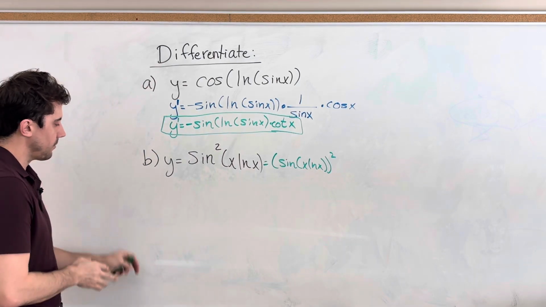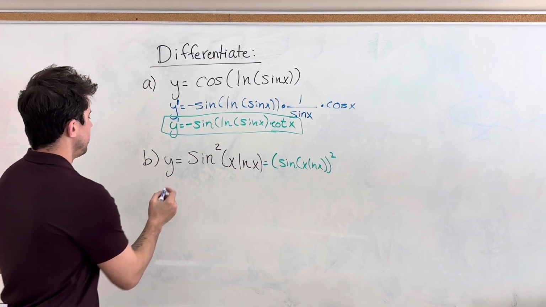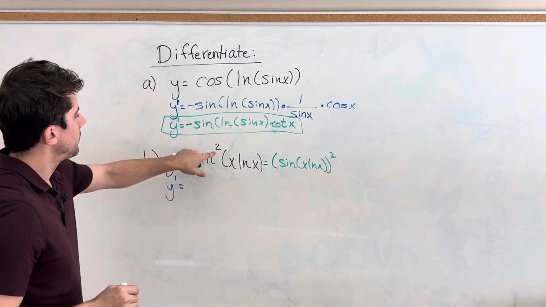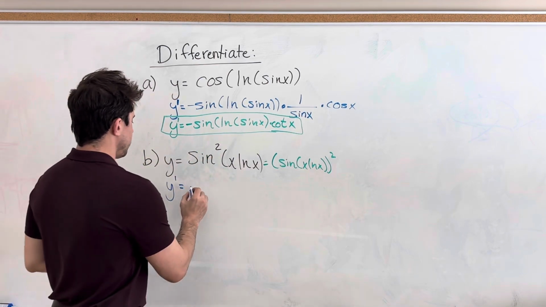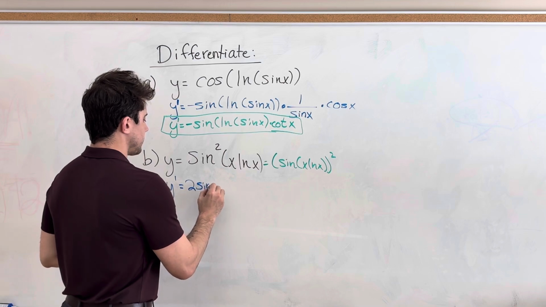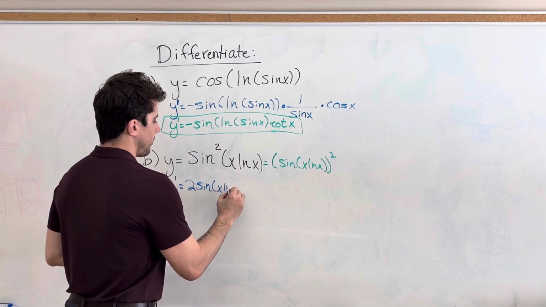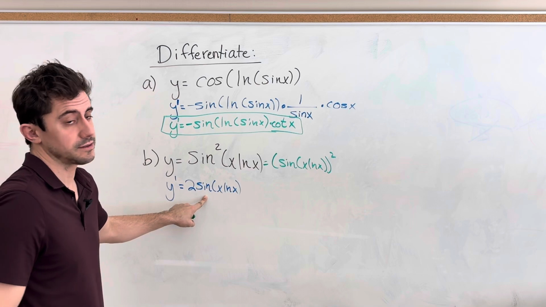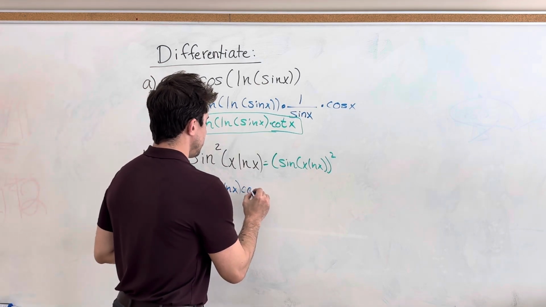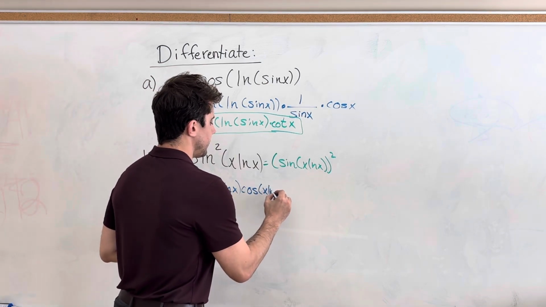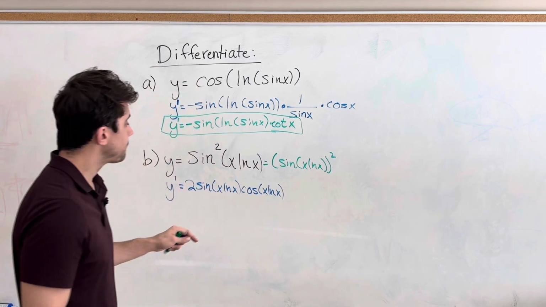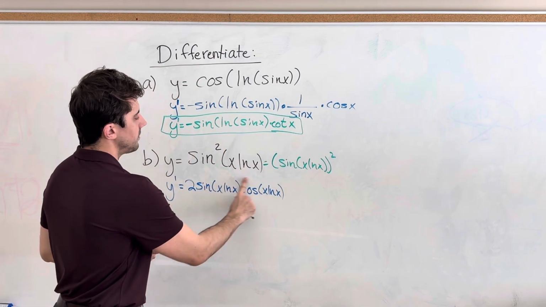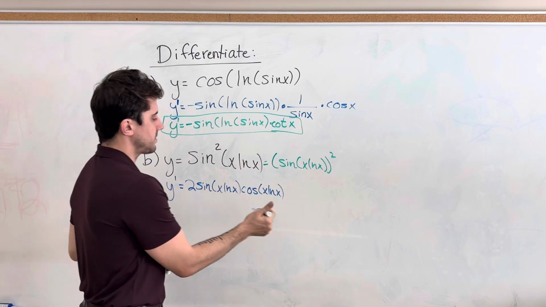So if that's how we write our function y, then our derivative function y prime is going to be the exponent 2 will multiply out front, so we'll have 2 sine of x ln x times the derivative of sine, which is cos, so times the cos of, again, x ln x, times, by the chain rule, times the derivative of the expression inside the brackets.